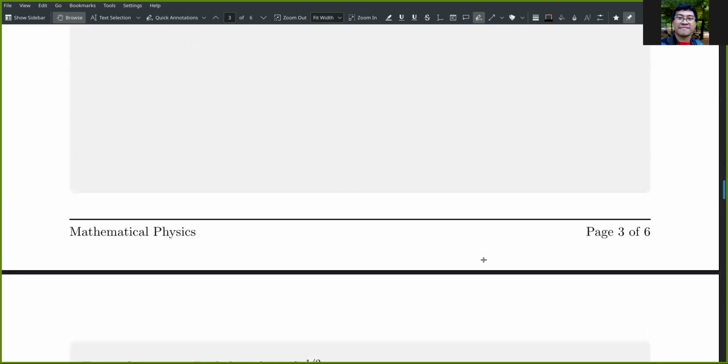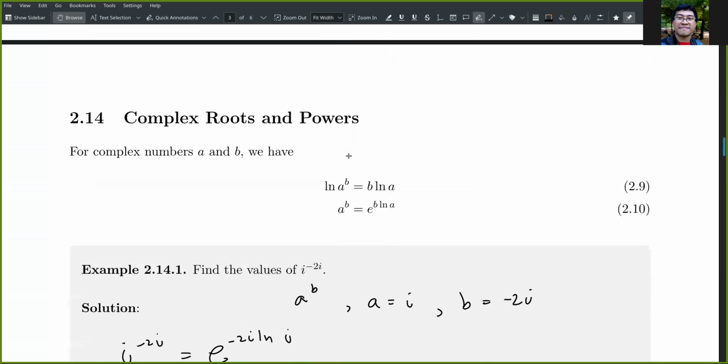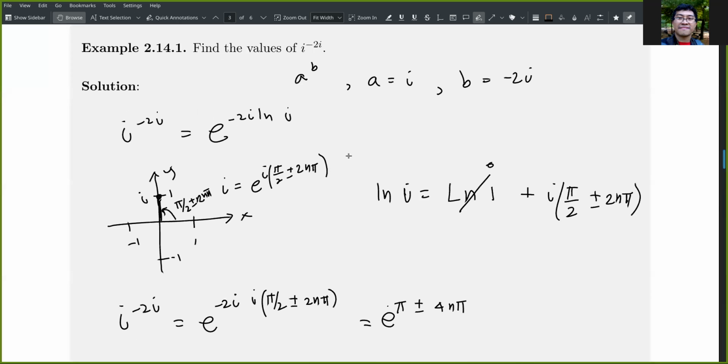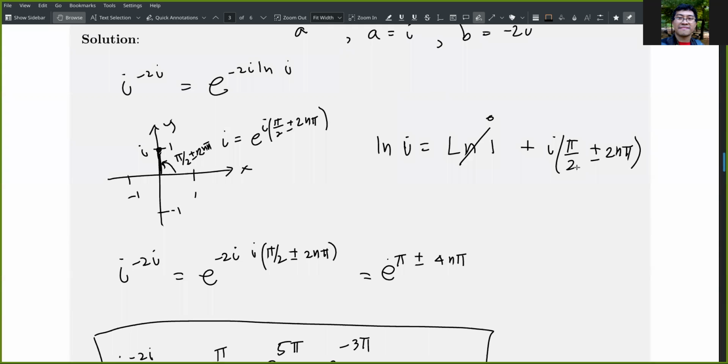Okay, another example. Find the values of i to the power of 1 half. Here, again, if you have i to the power of 1 half, that's equal to e to the 1 half times ln of i. And I think we have already solved ln of i. Ln of i is i pi over 2 plus minus 2n pi.